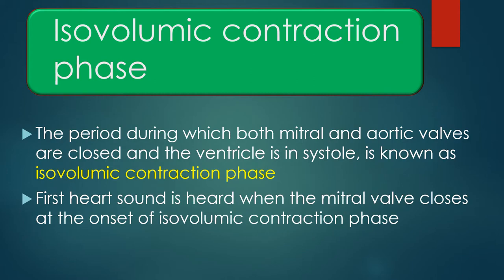The period during which both mitral and aortic valves are closed and the ventricle is in systole is known as isovolumic contraction phase. The volume of the ventricle does not change during this phase. First heart sound is heard when the mitral valve closes at the onset of the isovolumic contraction phase.